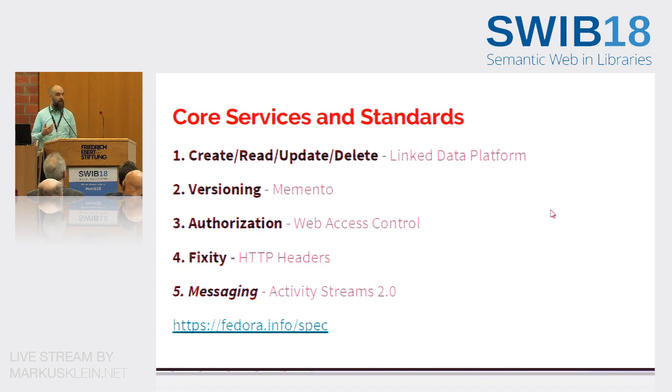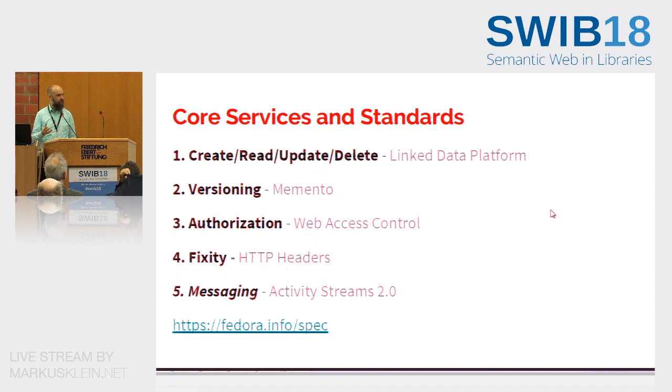It also does fixity, so you can provide a checksum, and when you put a file into Fedora, it'll store the file, and then you can request back that checksum to compare it against a known value at any time. This is all done with standard HTTP headers, digest and want-digest headers. And finally, messaging, which I mentioned earlier, is the other interaction model besides the API, where Fedora emits messages, and you can have integration software that receives these messages and kicks off workflows. This is all done with Activity Streams as well as Linked Data Notifications.